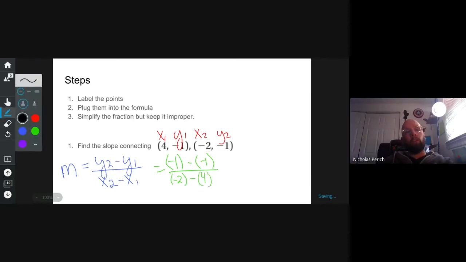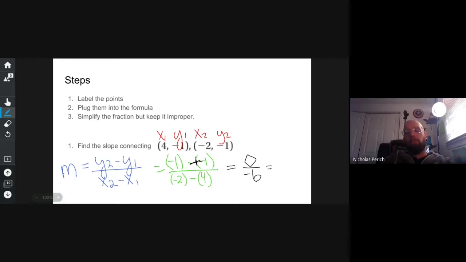Just like we did the other day in the get ready thing, we have a double negative, so that makes a positive. -1 plus 1 is 0. Interesting. -2 minus 4 is -6. 0 divided by -6 is 0. So what's the slope? 0.